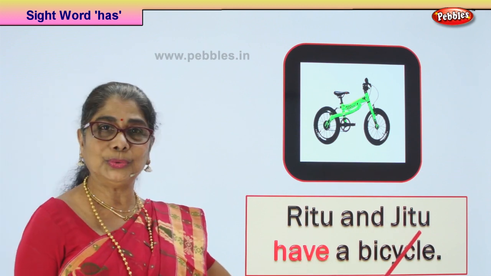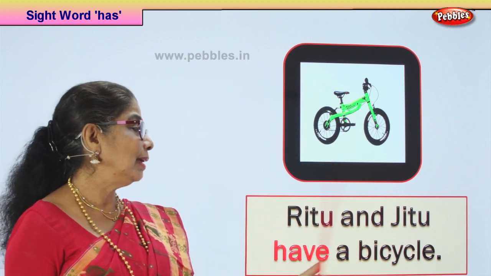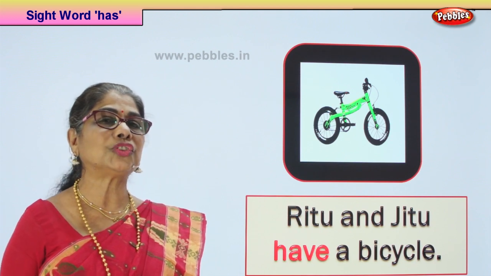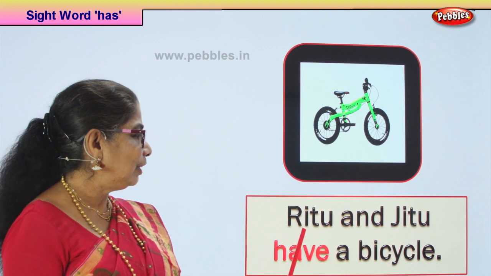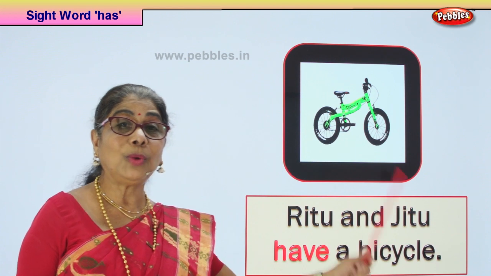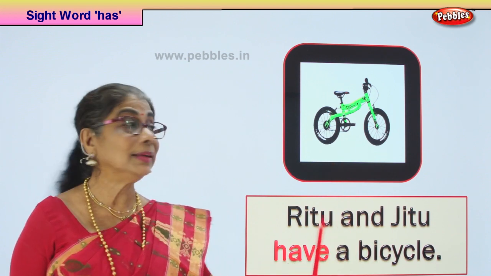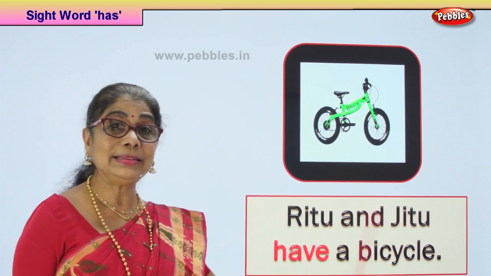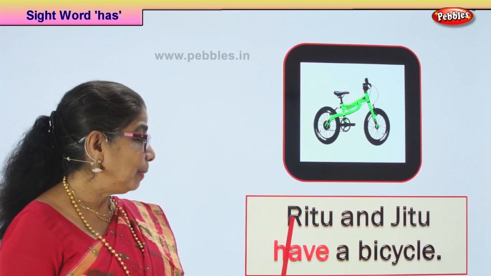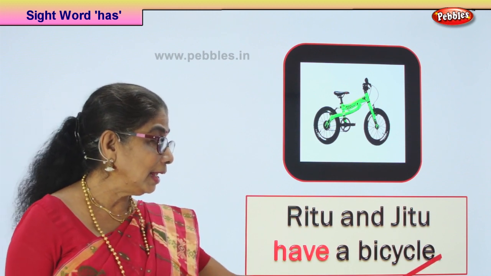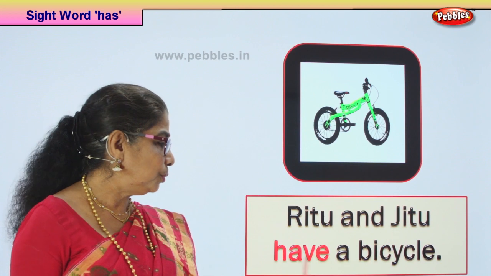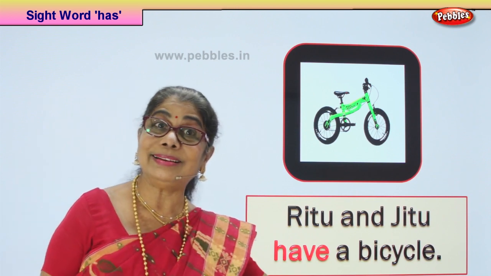Ritu and Jitu. This bicycle, Ritu and Jitu, they are cousins. So daddy said, now you share the cycle. Alright? Ritu and Jitu have a bicycle. One will ride, one will look. Okay? So they are very good cousins. Ritu and Jitu, they have a bicycle to ride. It begins with the capital letter, the name of a child, and ends with the full stop in the sentence. Read the sentence for me. Ritu and Jitu have a bicycle. Good.